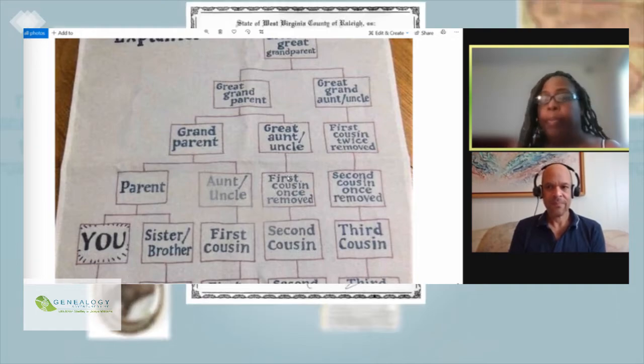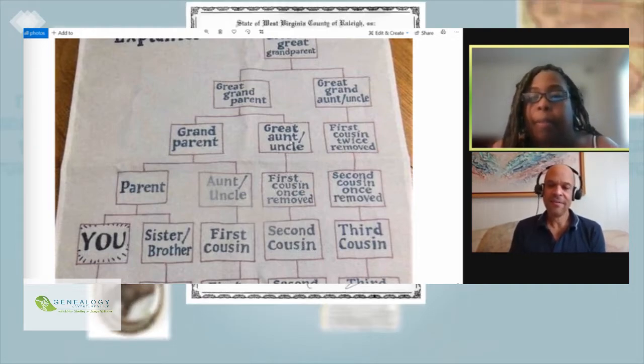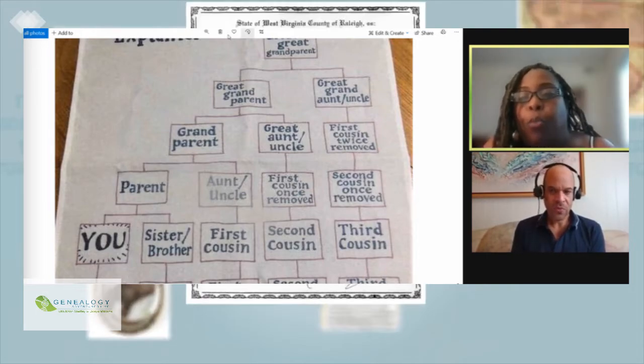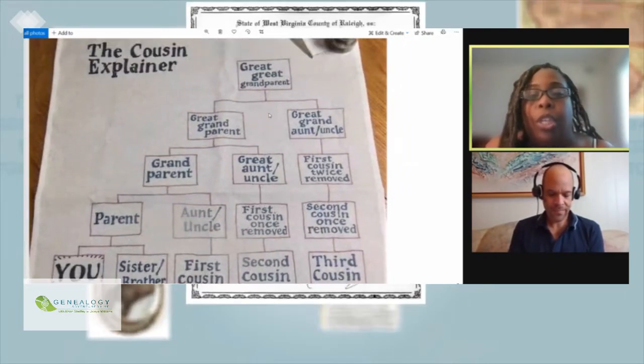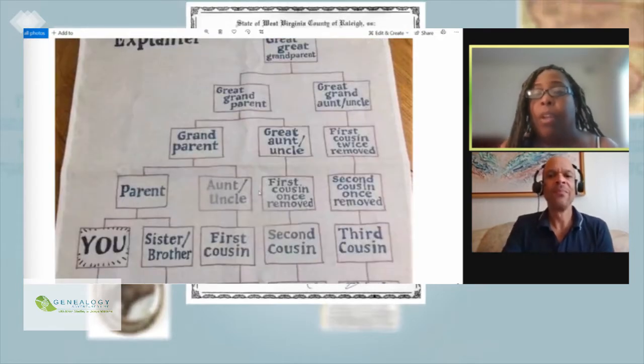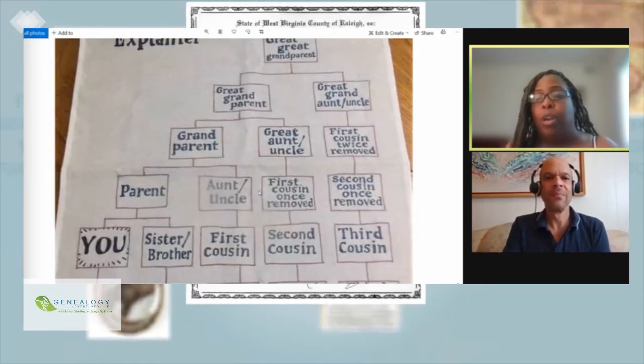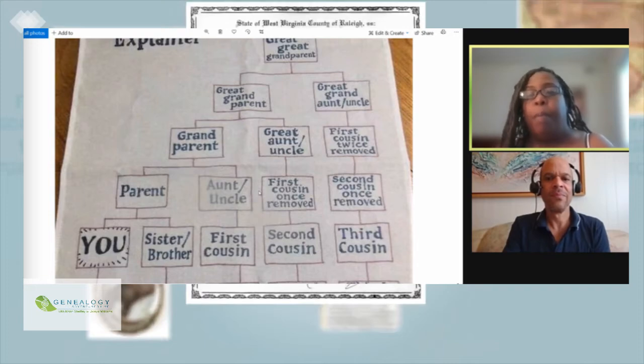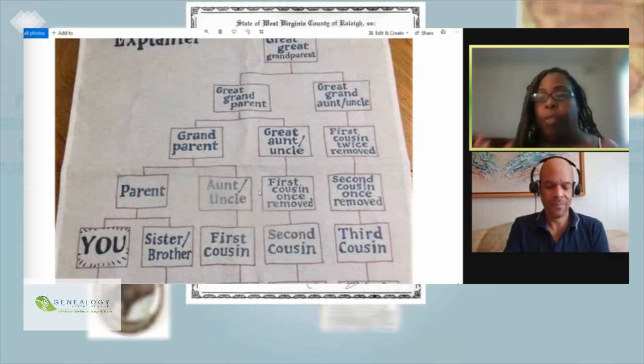Maybe I said that better. And that's what that is. And it goes further with the third. When you go to the second great grandparent, you start your listing of third cousins. Third great grandparent will start your listing of fourth cousins, and it goes from there.